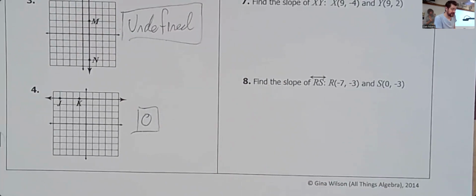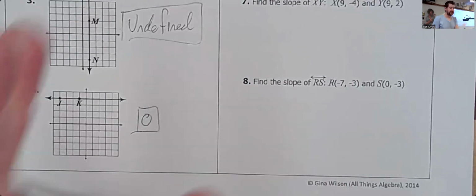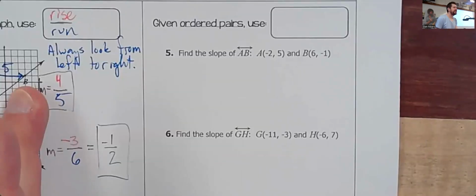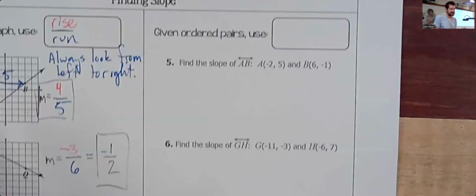All right, next ones. 5 through 8. We're going to be talking about finding slope again, but this time we're not going to be using a graph. We're going to be using ordered pairs. We're going to use points. Have we done this already this year? I think we might have, but I'm not really sure. Can't really remember. If we haven't, that's okay.